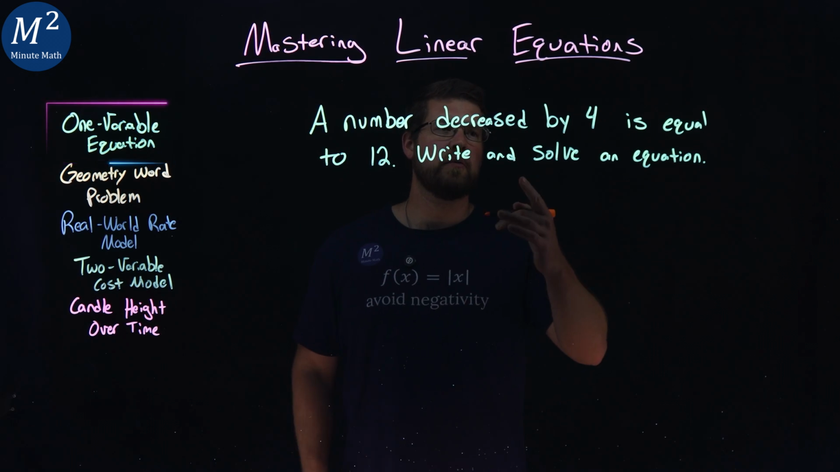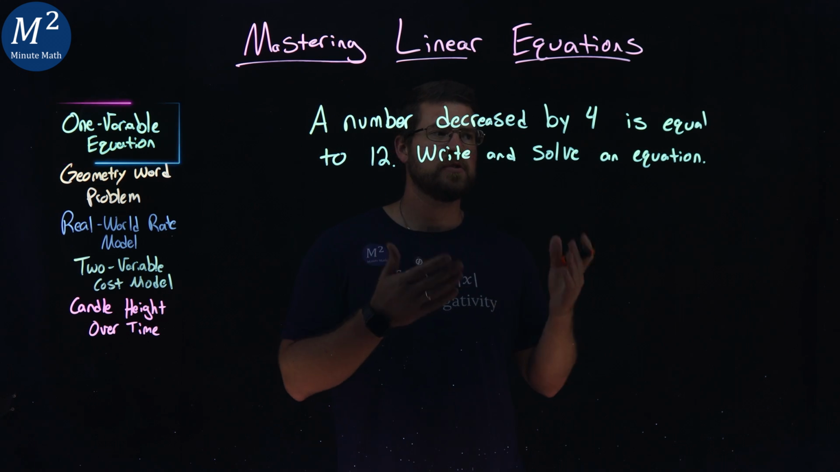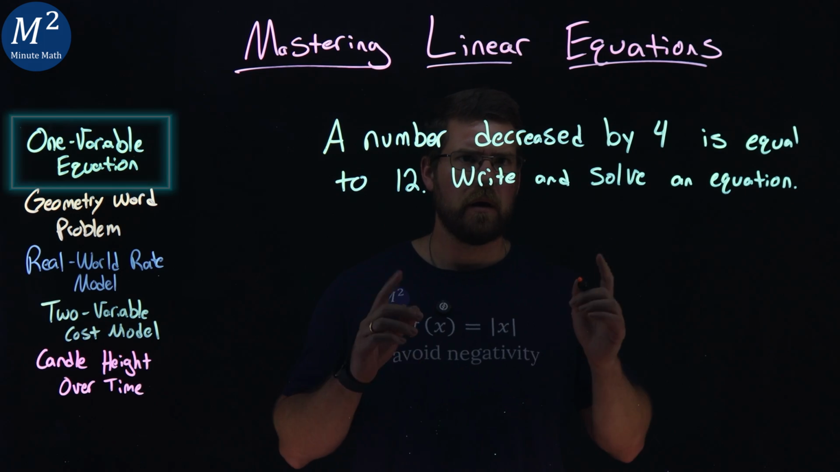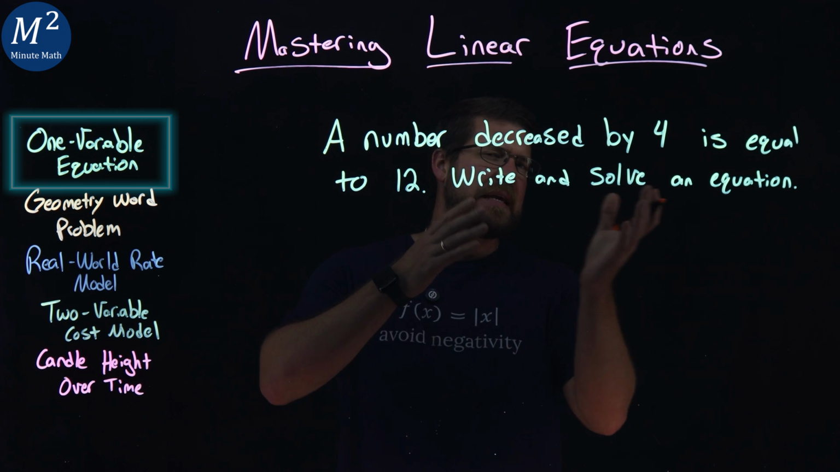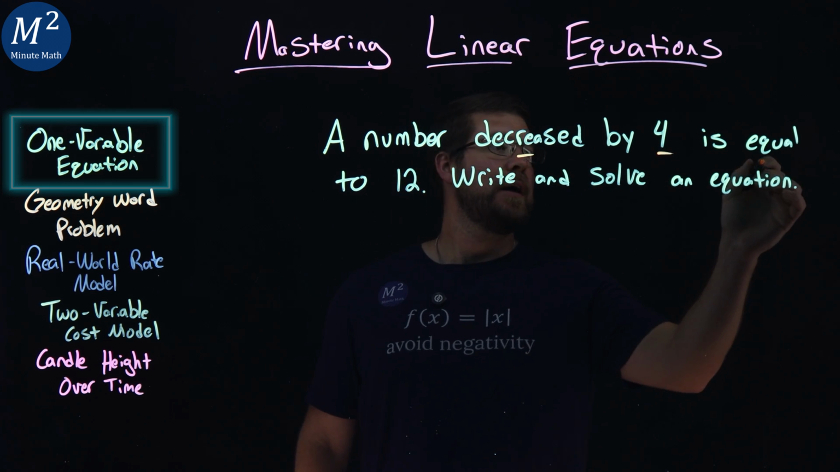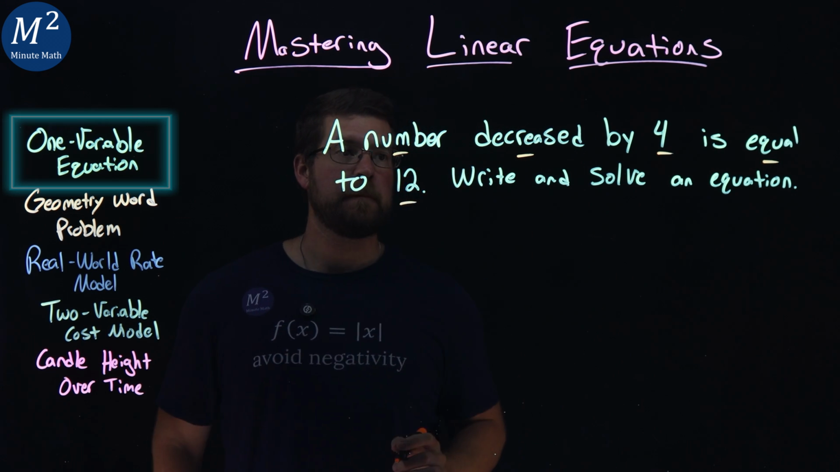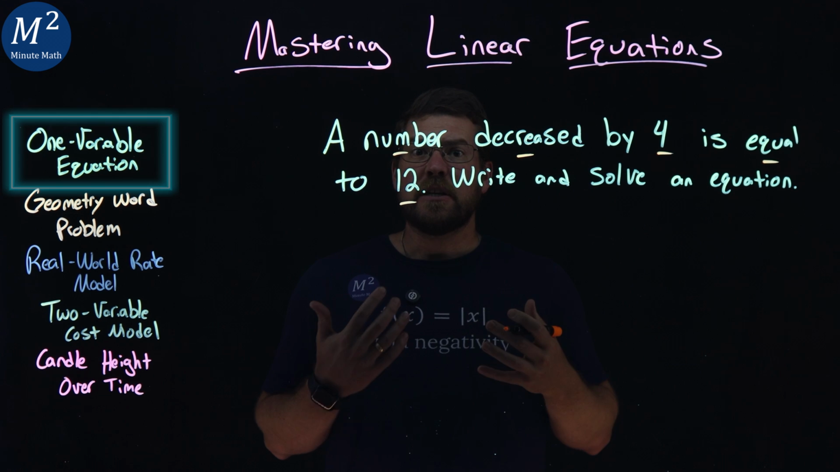A number decreased by 4 is equal to 12. Write and solve an equation. Well, first, we have some key words we're looking at. We have decreased, we have 4, our number, and we're equal to 12. And we're talking about some number here. So let's go see what each part means.